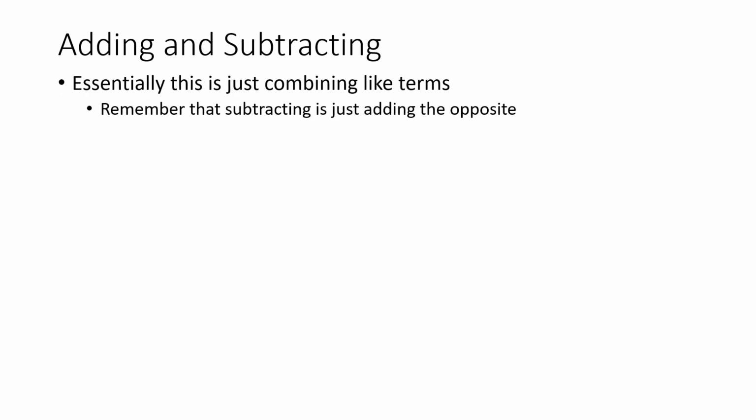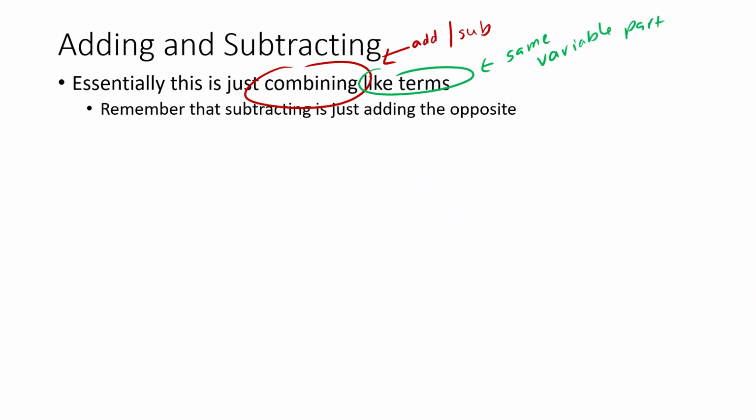Essentially, adding and subtracting is combining like terms. And just so we're all on the same page with what we mean by that, combining is kind of a blanket word for adding and subtracting. In math, when we talk about combining, we are not referring to multiplication. And then like terms are terms with the same variable part. Okay, so that's a little bit of vocabulary if you're not sure about it. Remember that subtracting is just adding the opposite.